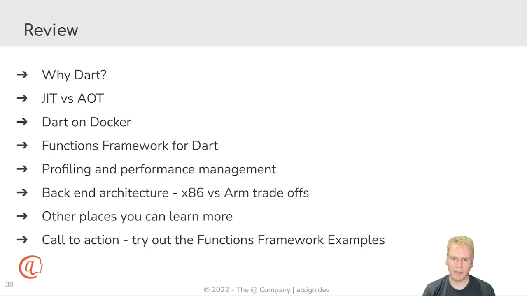And there's also the hit of compiling things to be ahead-of-time ready, but that'll normally take place in the build pipeline. That build pipeline will often be creating Docker images, which is why I spent some time looking at Dart on Docker. And the functions framework for Dart is a way of really simplifying the code that needs to be written to go into those Docker containers. Dart DevTools provides some amazing tools for profiling and performance management, so they're well worth checking out. And then for backend architecture, there's some trade-offs between x86 and ARM. ARM is increasingly popular, but building for x86 and ARM at the moment still has some challenges, especially since a lot of the hosted CI/CD pipelines that we use at the moment still are x86 based. Touched upon some other places where you can learn more, and my call to action is try some of this stuff out, and I think the best place to start is with the functions framework examples.